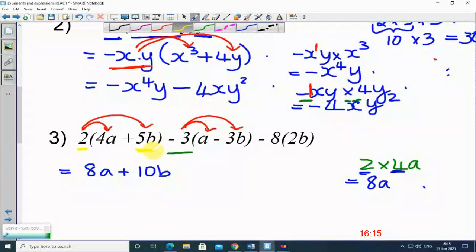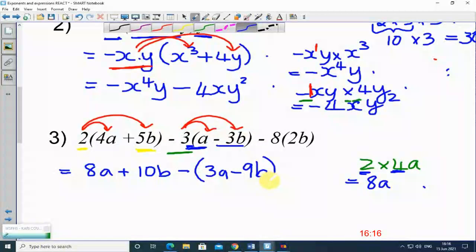Now this next bracket, you can think of it in 2 ways. I'm going to explain it one way first, and then the second way. What we're going to do with this minus here, we could say it's minus and then just multiply the 3 in. So if I multiply the 3 with the a, I get 3a. And if I multiply the 3 with the minus 3b, 3 times 3, keep that minus, I get 9b, because 3 times 3b is 9b.